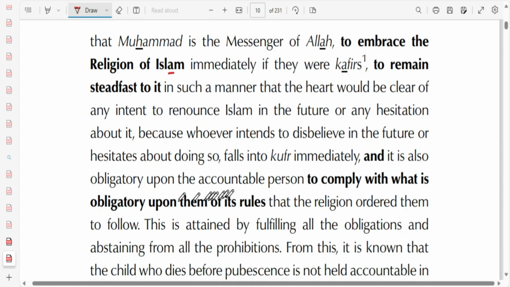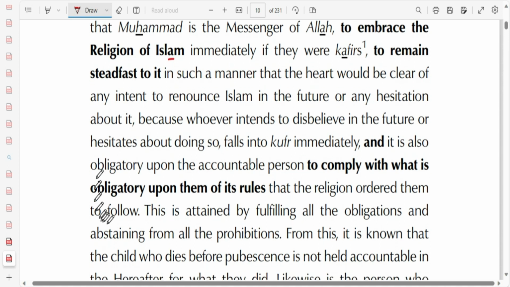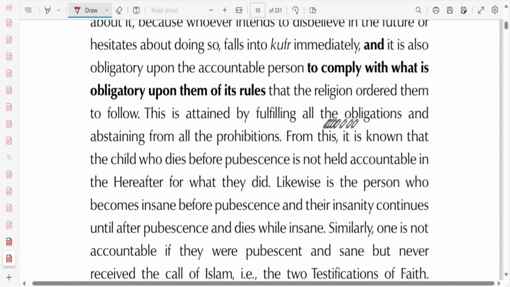And it is also obligatory upon the accountable person to comply with what is obligatory upon them of its rules that the religion ordered them to follow. This is attained by fulfilling all the obligations and abstaining from all the prohibitions. Yani, to comply with what is obligatory upon them of its rules, all of its rules. That means, that's a summarized way of saying, doing all the obligations and avoiding all the prohibitions. That includes saying hurtful words to the Muslim. That's haram, when you don't have an excuse for that.